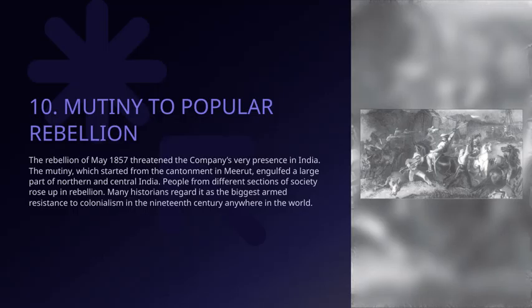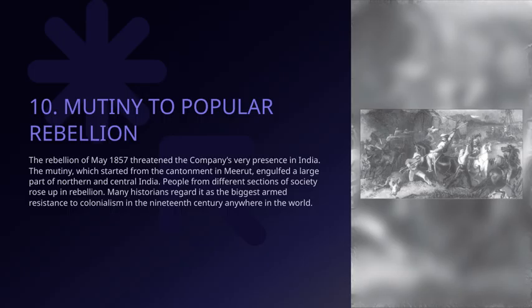Today, I want to talk about a pivotal moment in Indian history, the transition from mutiny to popular rebellion. The Rebellion of May 1857 was a direct threat to the very existence of the British East India Company's rule in India. It all began in a cantonment in Meerut, where soldiers, or sepoys, rose up against their British officers. But what's remarkable is how this initial uprising quickly spread across a large part of northern and central India. People from different sections of society, including soldiers, peasants, artisans, and even some princes, joined in the rebellion.